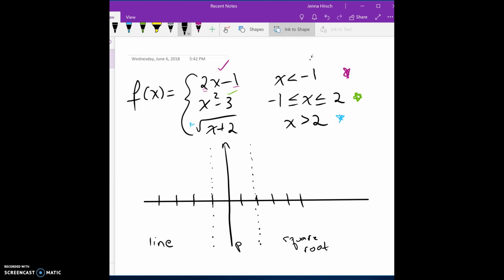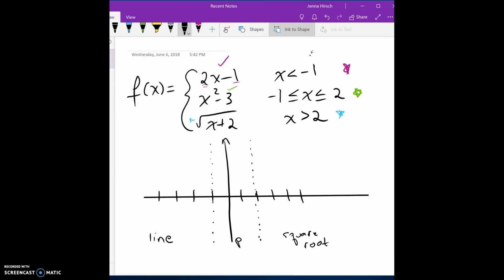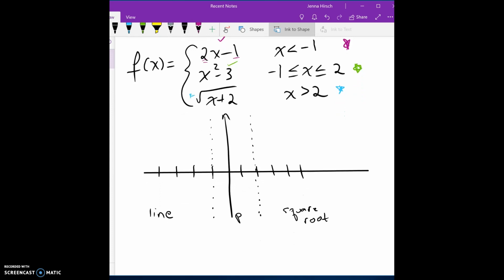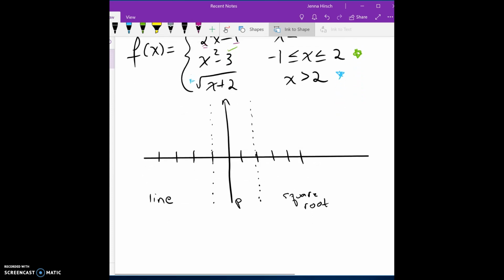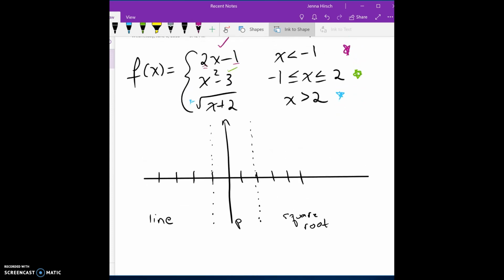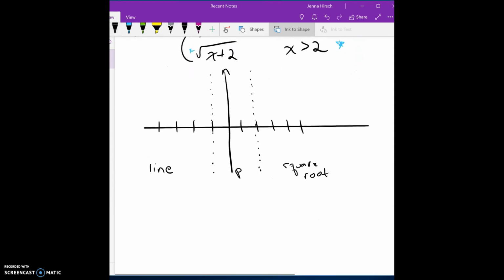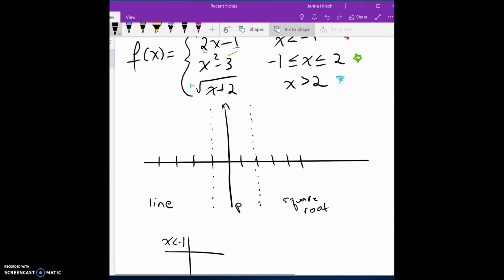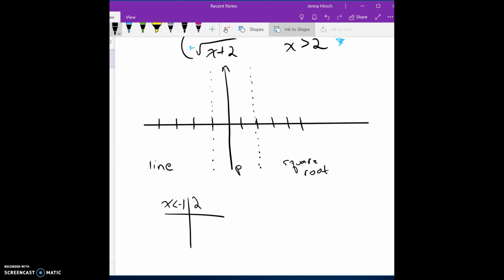Now that we have an idea of what's going on in each piece in the Cartesian plane, let's find some ordered pairs that we can map to these. I'm going to start off with the first part of the function, f of x is equal to 2x minus 1, when my x values are less than -1. So I'm going to plug in -1, -2, -3.